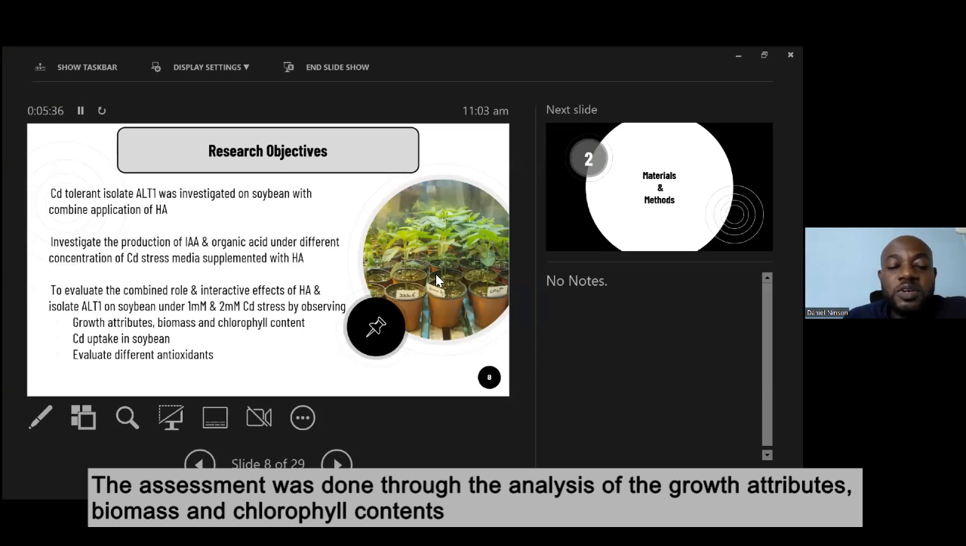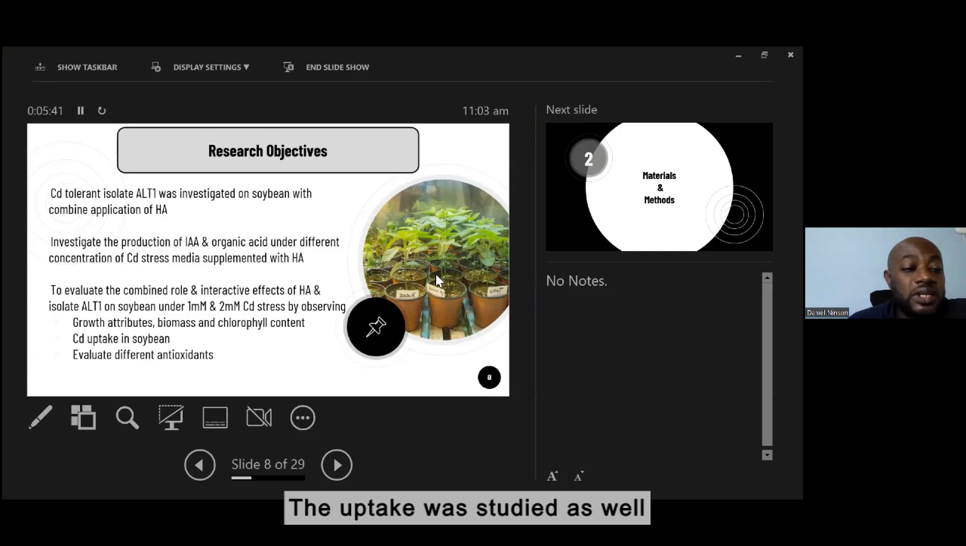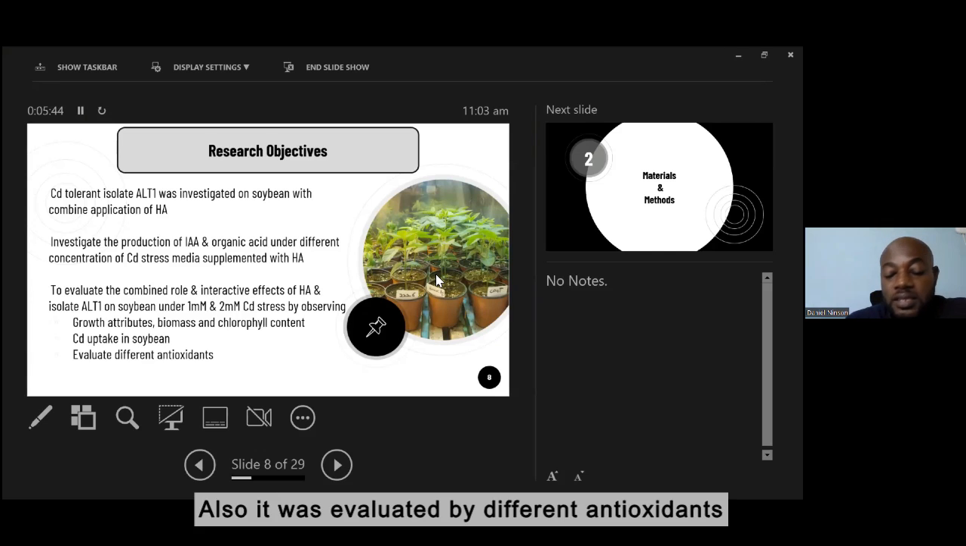And the assessment was done through analysis of the growth attributes, biomass, and chlorophyll content. We also studied the uptake in the plants and then also evaluated antioxidants.